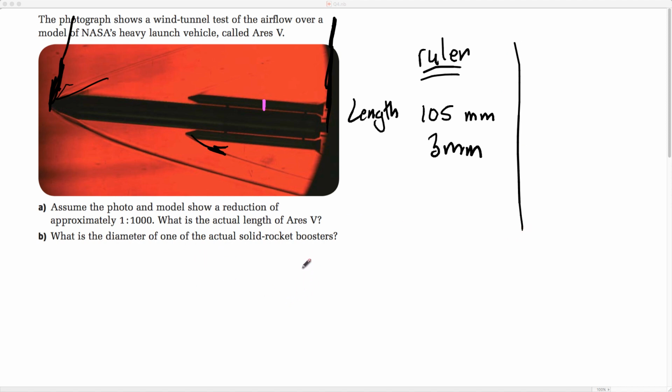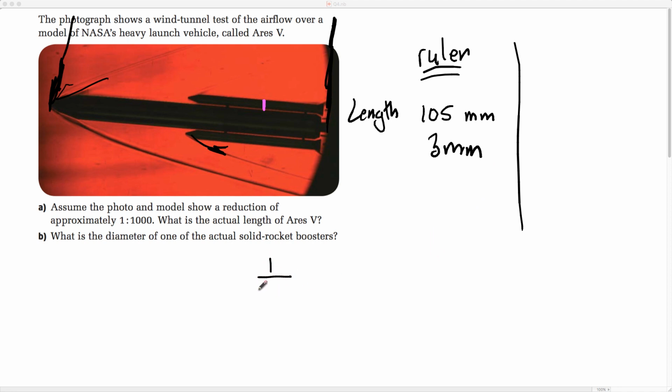If you're wondering how you would go about that, it means a length of 1 in the photo is 1,000 times bigger in real life. That would be one way of doing it. So this is basically saying this is a reduction by 1,000. If we want the actual lengths, we would take them and multiply by 1,000. You can actually do that with a proportion as well.